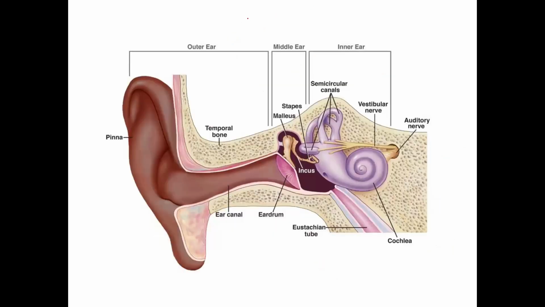Come on to the detailed version of the ear. The ear is distinguished into three parts: the outer ear, middle ear, and inner ear. The outer ear consists of the pinna, and the pinnae are helpful to collect sound waves. Sound waves enter the root of the ear, that is called the ear canal.